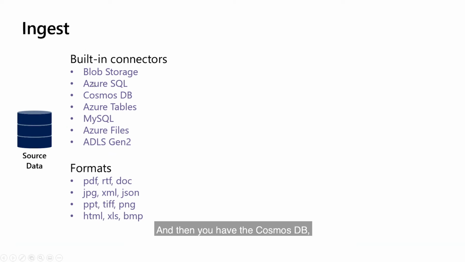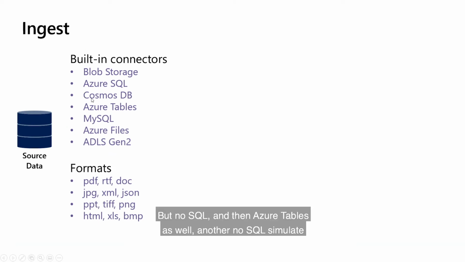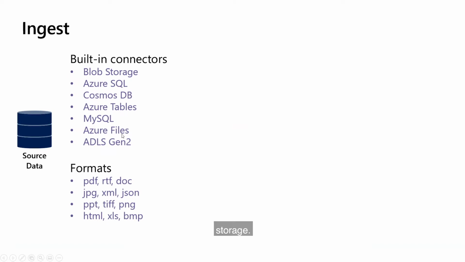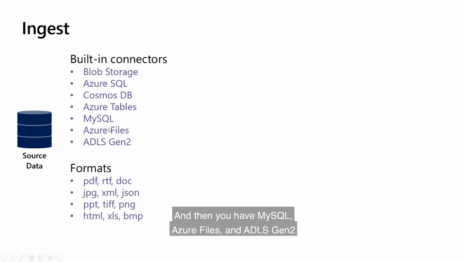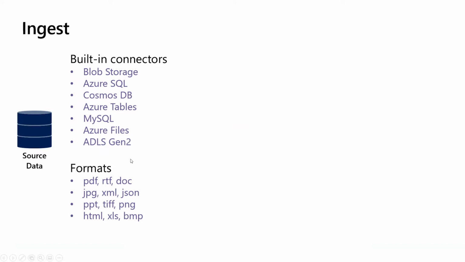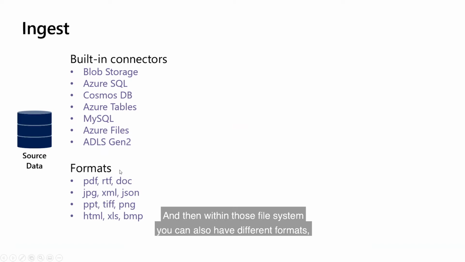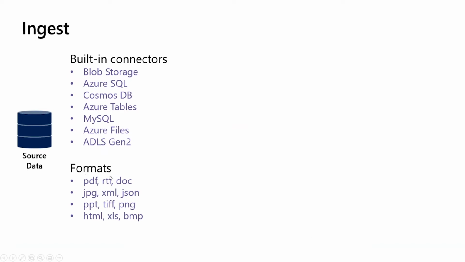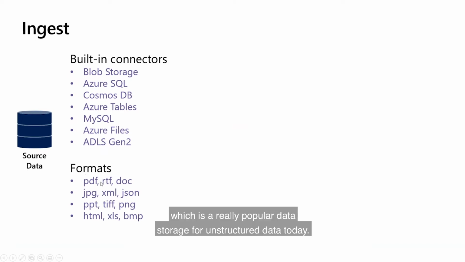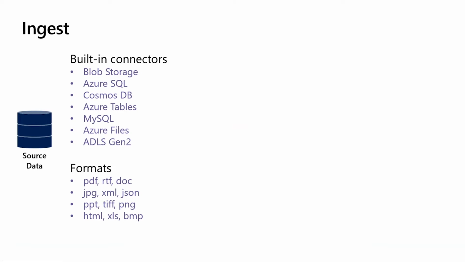And then you have Cosmos DB, the NoSQL, and Azure Table as well, another NoSQL storage. And then you have MySQL, Azure Files, and ADLS Gen 2, which are actually data lake services. Within those file systems, you can also have different formats. PDF is a really popular data storage format for unstructured data today.